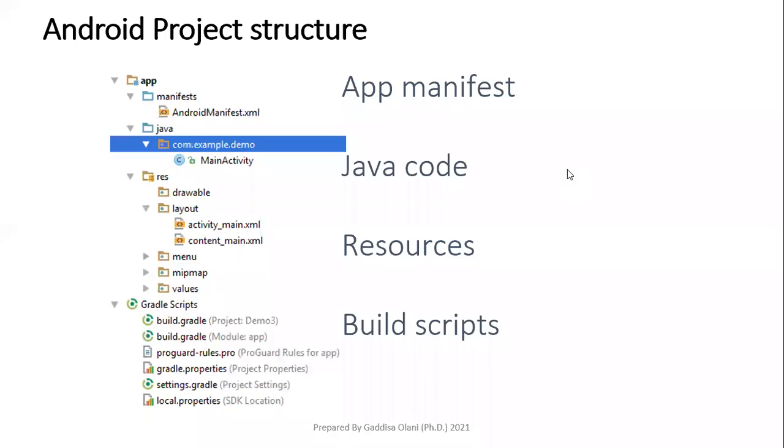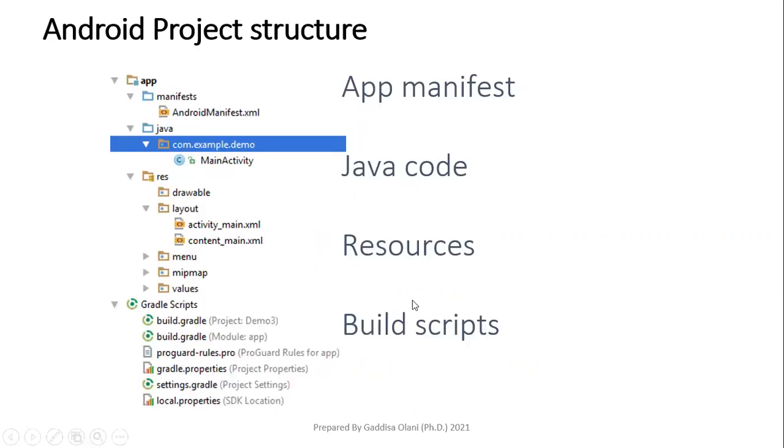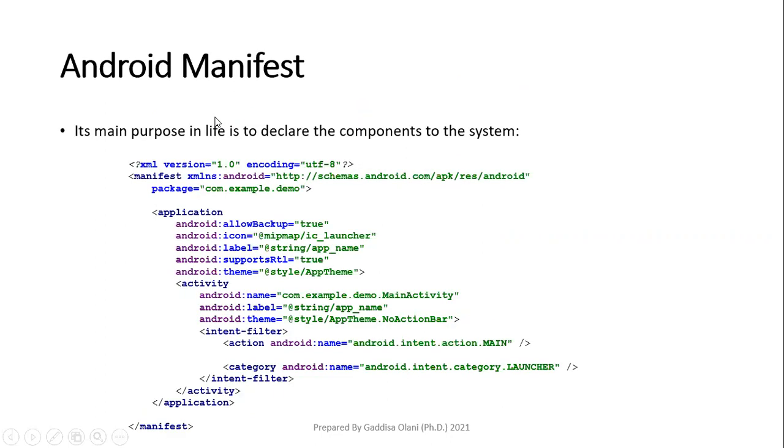So, yeah, now I think it's very clear. Now we have this kind of folder structure and the Gradle file. Typically, let's begin with the first one, the Android manifest file. So you will come up with this kind of code.